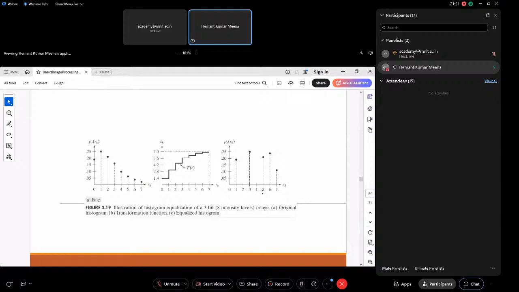So another diagram illustration of histogram equalization of a 3-bit, 8 intensity level image. Here what you are seeing is basically the PDF, probability density function. Initially it is a probability density function with the original intensity values, then the transformed values, and finally what transformation has taken place, and thereafter how the PDF has changed.